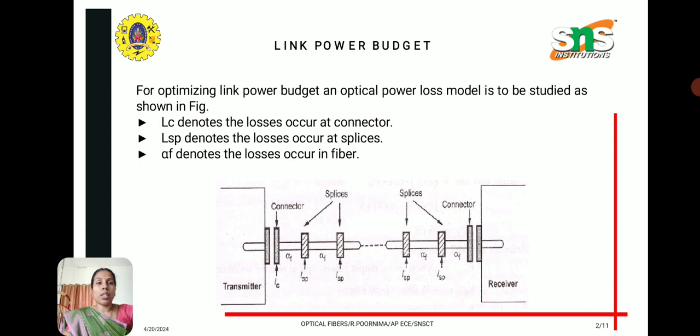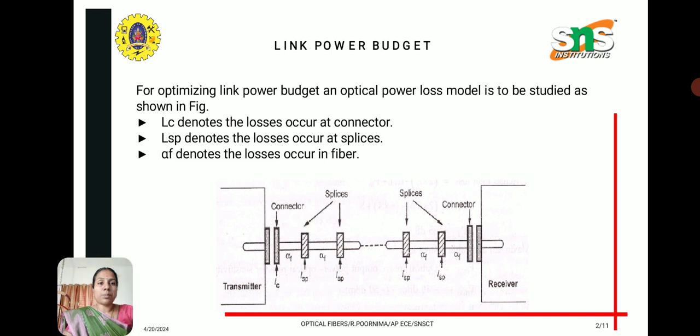For optimizing a link power budget, an optical power loss model is to be studied as shown in this diagram, where LC denotes the losses that occur at the connector, LSP denotes the losses that occur at the splices, and alpha denotes the losses that occur in the fiber. This system is a point-to-point link in an optical fiber communication system. There are a transmitter, a receiver, connectors which are used to connect the optical fiber to the transmitter, and splices to connect the optical fibers.